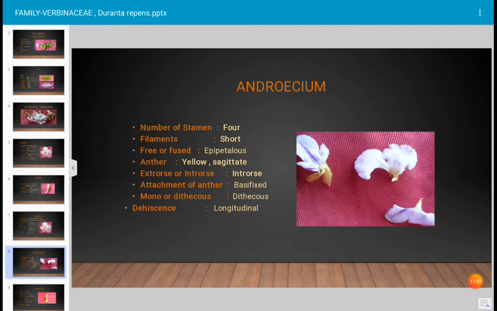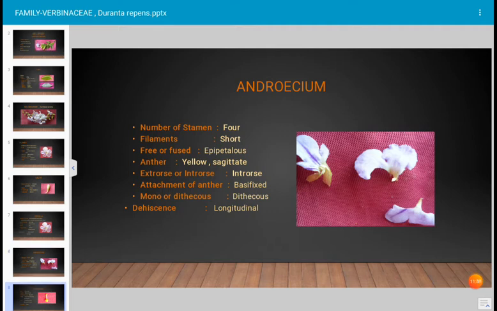And the filament is attached to the anther at the basal region. Basal region of the anther is attached to the filament. Therefore, the attachment of the anther is basifixed. Okay. And anther is dithecous. Dehiscence of anther takes place naturally to release the pollen grains. That is longitudinal slit occurs and all the pollen grains are released. Hence the dehiscence of the anther in taxonomy is described as longitudinal dehiscence.